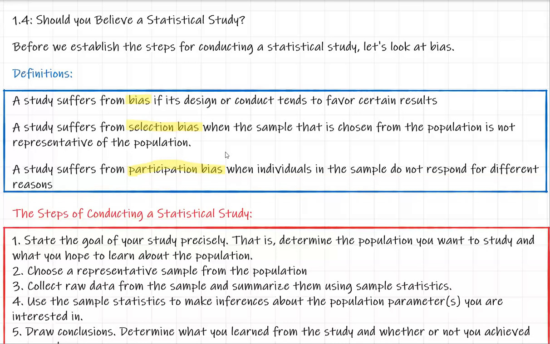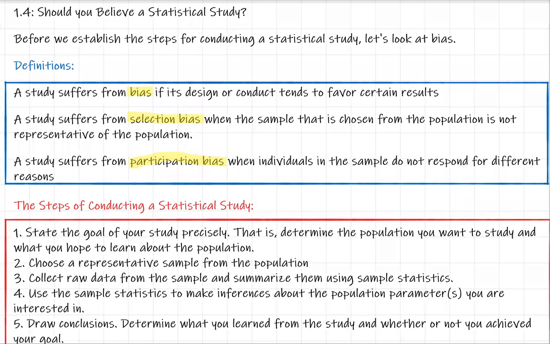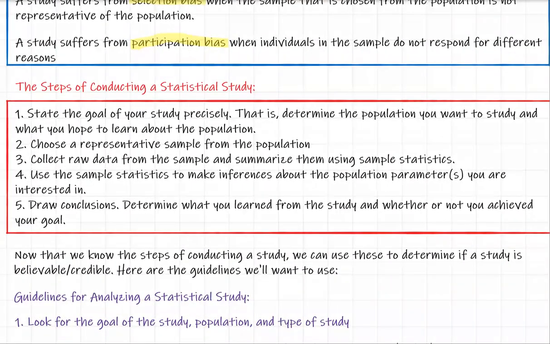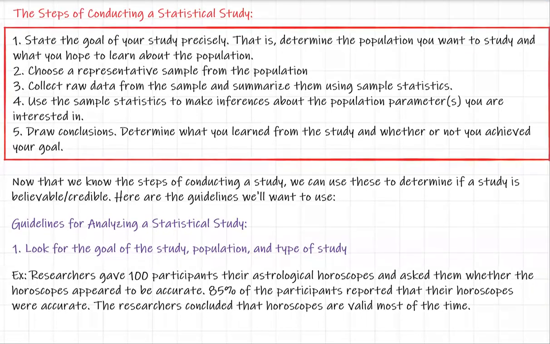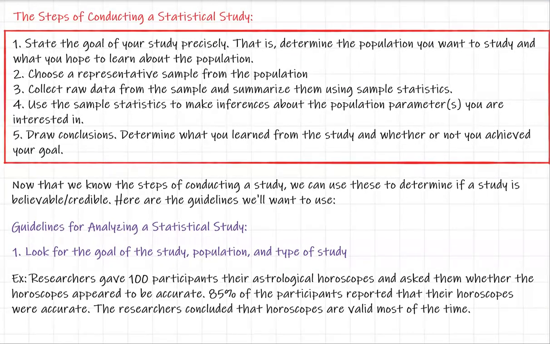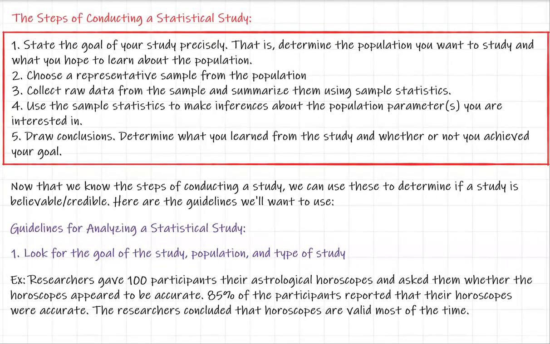Okay, so now let's take a look at the steps that we need to take in order to conduct a statistical study. There are 5 steps. Our very first step is to state the goal of our study precisely. We want to tell people what the whole point of our study is: what population we want to study, and what we want to learn about them.